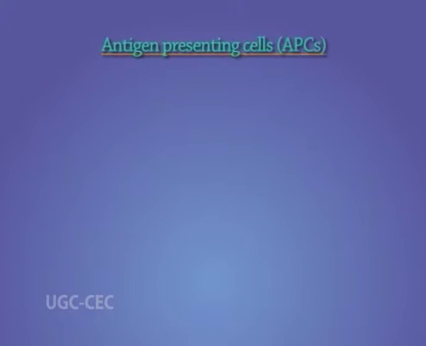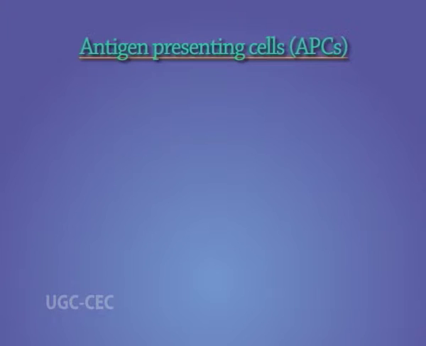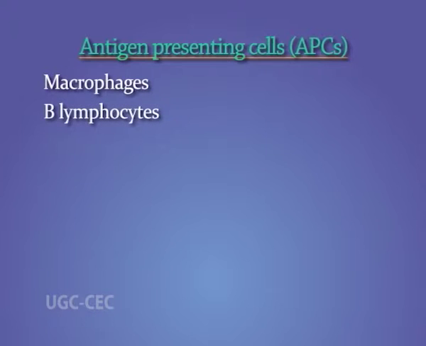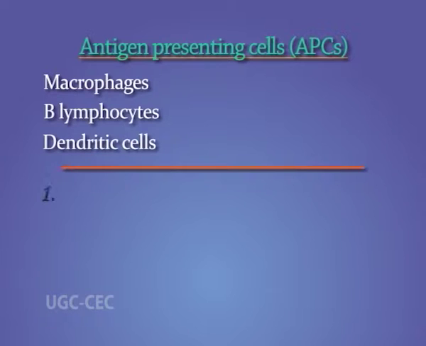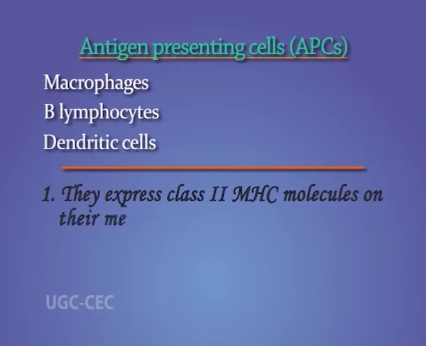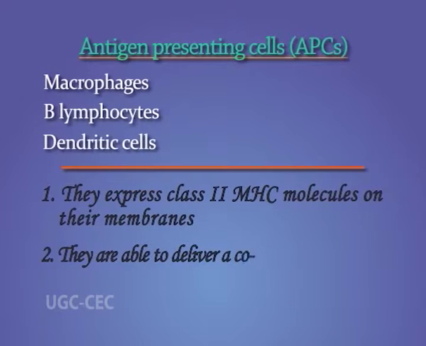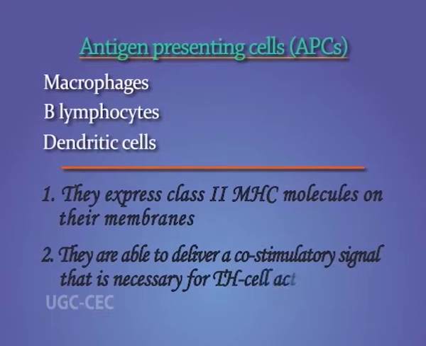Antigen-presenting cells or APCs are specialized cells which include macrophages, B lymphocytes, and dendritic cells. They are distinguished by two properties. One, they express class II MHC molecules on their membrane, and two, they are able to deliver a co-stimulatory signal that is necessary for T helper cell activation.